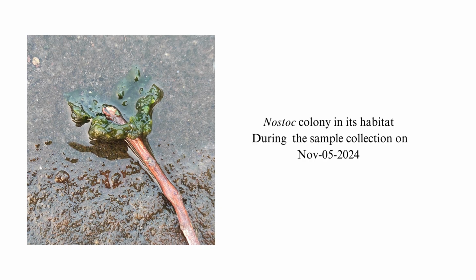Nostoc species develop colonies with a range of characteristic shapes, sizes, smells, textures, and colors. If sufficient water is available, these colonies can become quite large. Colonies are pigmented and can have a range of colors from dark green to black, yellow-green to red-brown. This sample here, what you've seen, was collected on November 05, 2024.